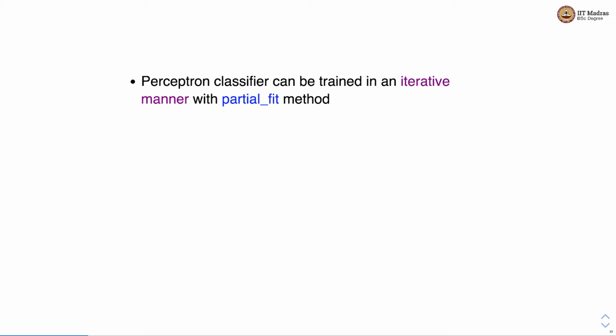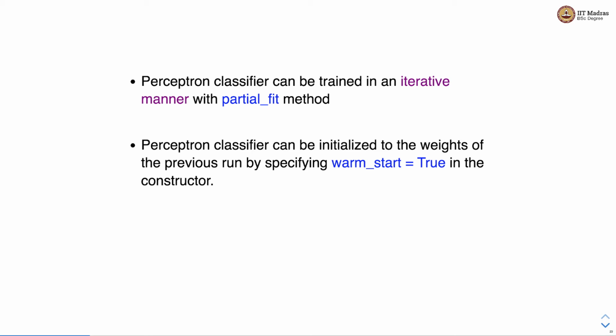So perceptron classifier can also be trained in an iterative manner with the partial fit method. Perceptron classifier can be initialized to the weights of the previous run by specifying warm start equal to true in the constructor. So these two features help us to use perceptron classifier in large-scale learning.